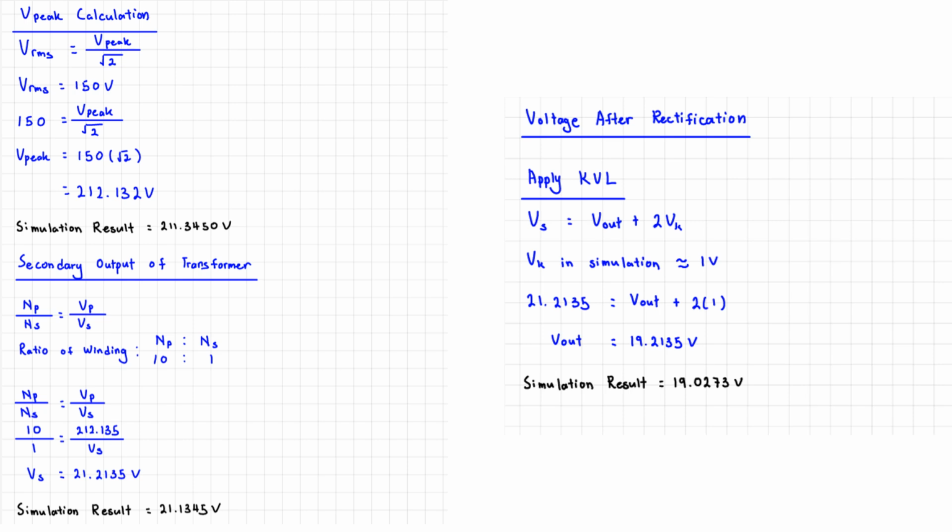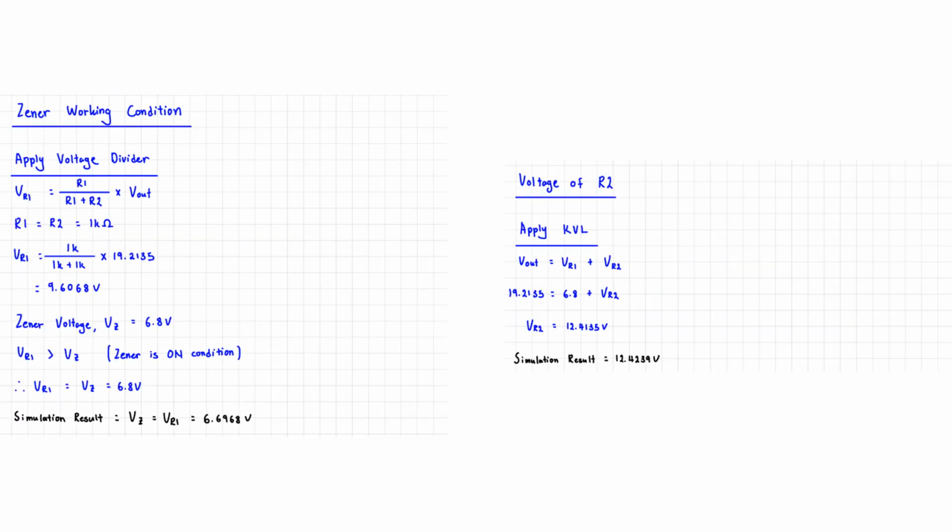Then we calculate the voltage after rectification of the bridge rectifier using KVL. We got a result of 19.2135 volt, assuming the knee voltage of the diodes in the simulation is 1 volt. The simulation result shows 19.0273 volts. After that, we determine the working condition of the Zener diode using the voltage divider rule. We can calculate that the voltage of R1 is higher than the Zener voltage, in which R1 is connected in parallel with the Zener diode. So the Zener diode is in the on condition.